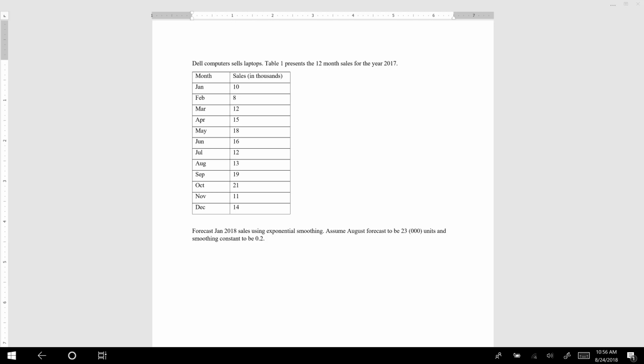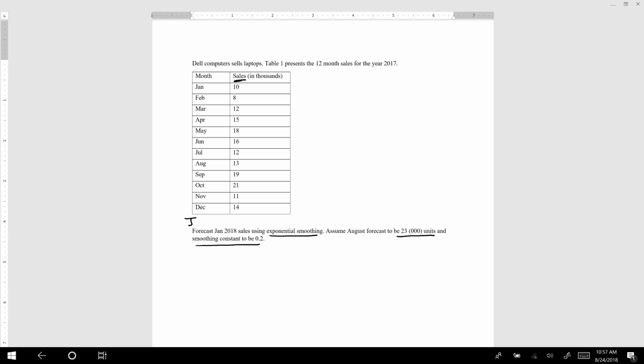In this lecture, I will solve a problem on exponential smoothing method for forecasting. Dell Computer sells laptops. Table 1 presents 12 months sales for the year 2017. So we have a sales data here. Forecast January 2018 using exponential smoothing. Assume August forecast to be 23,000 units and smoothing constant to be 0.2.